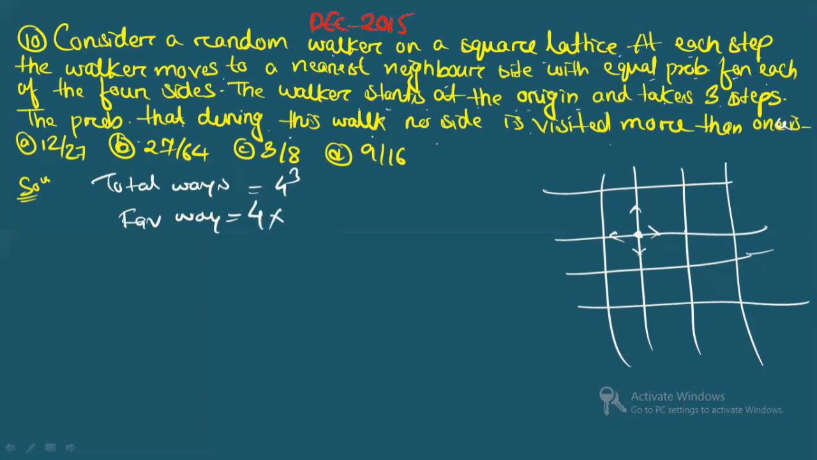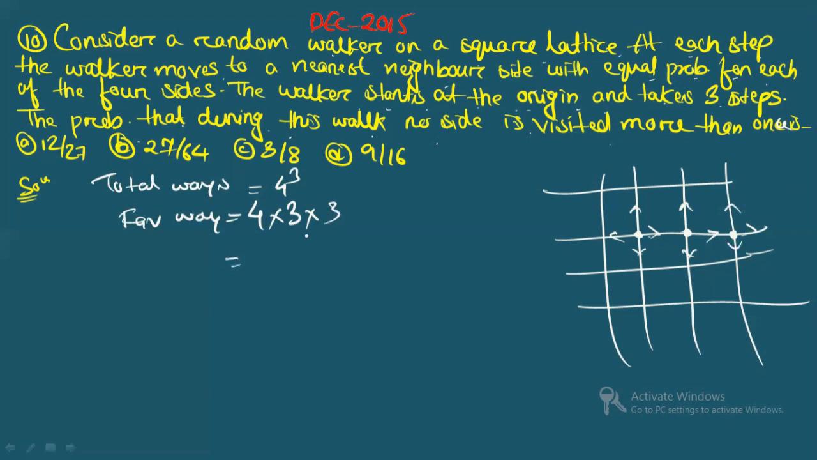For the second step, he will be at this position. It is said he will not visit any side more than once, that means he cannot come back to this position. Either he will go this side, or this side. Now he has a total number of sides equal to 3. For the next step, he will again have 3. So this is simple, directly you can see on the basis of analysis.